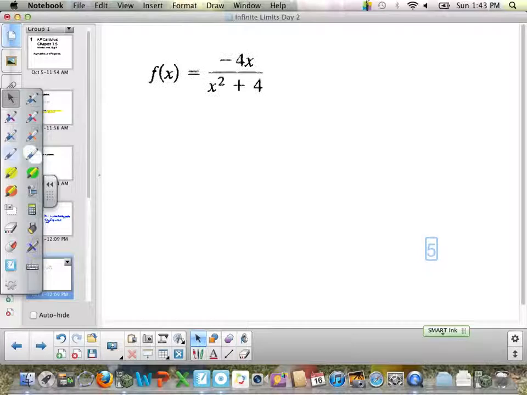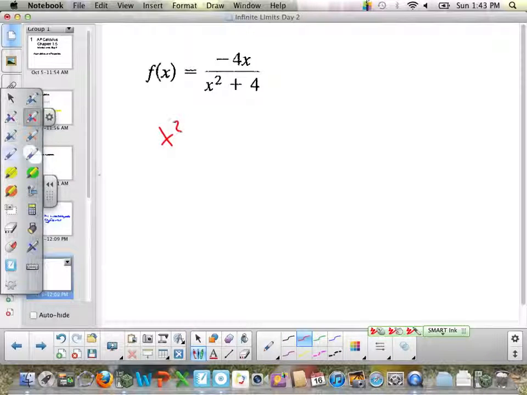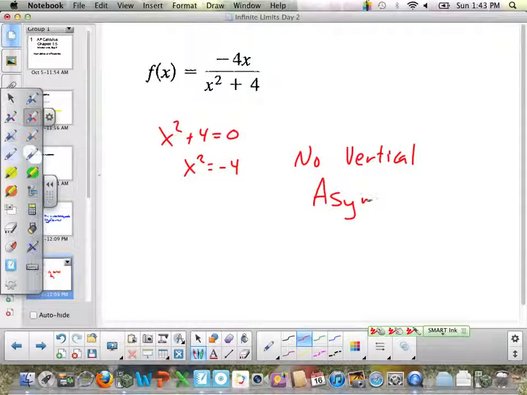Okay, take a look at this one. Is there anything that makes the bottom 0? Well, if we take x squared plus 4, set it equal to 0, we get x squared equals negative 4. What can I square to get a negative number? Well, squaring means a number times itself. A positive times a positive will give me a positive, and a negative times a negative will give me a positive. So there's nothing that'll make the bottom 0. So there are no vertical asymptotes. There's no place where this function approaches infinity.